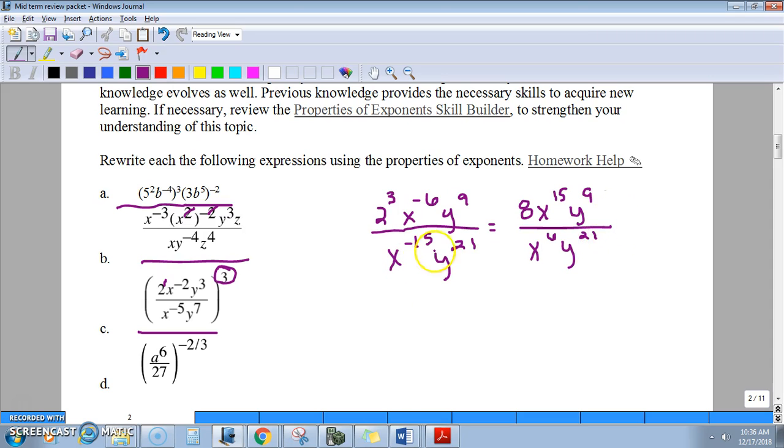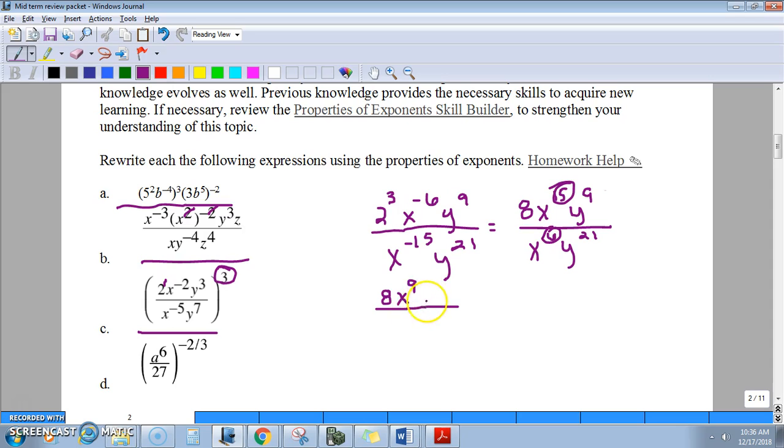Okay. Now I can simplify some of my exponents because I have the same base value on the numerator and denominator. So we can have 8, but I can take away all my x's on the denominator and subtract them from the numerator. So it's going to be x to the 9th power, right? 15 minus 6 is x to the 9th power.